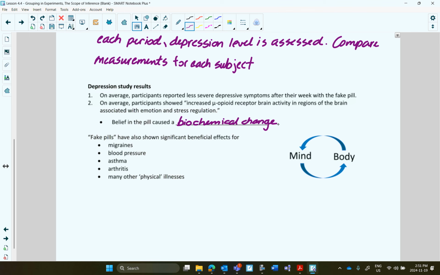Fake pills have been used for these things, and these fake pills have a certain name. They're called placebos, where there's no active ingredient in it. That's the placebo, and that's the placebo effect. There's a difference between the placebo, which is the actual pill, and the placebo effect.